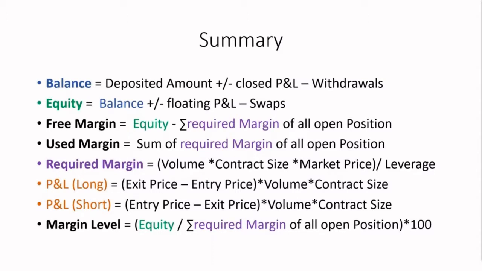Profit and loss for short positions is equal to entry price minus exit price multiplied by volume multiplied by contract size. Last but not least, margin level is equal to equity divided by the sum of required margin of all positions, multiplied by 100.